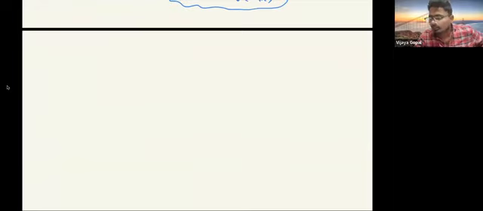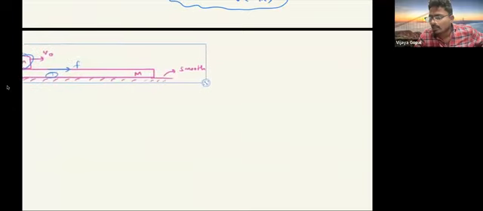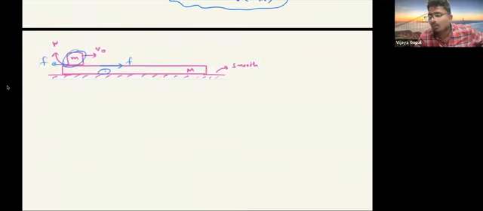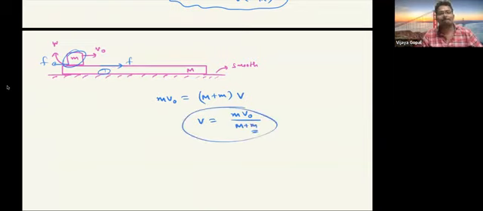So here, when both will move together, as you said, velocity of center of mass will remain constant. mv naught must be equal to, now both will move together, final momentum m plus m into what? V. That means final velocity is how much? mv naught by m plus m. This is the final velocity. Correct? Correct, no?